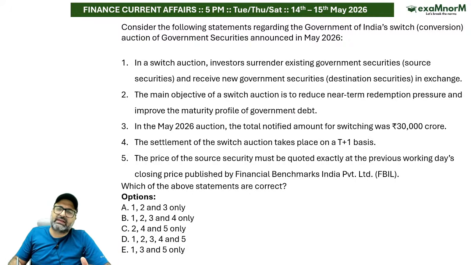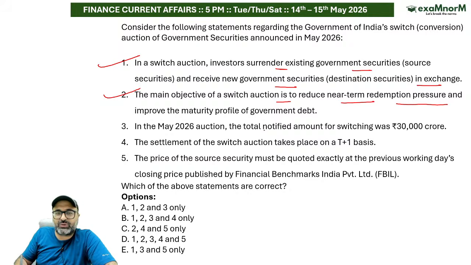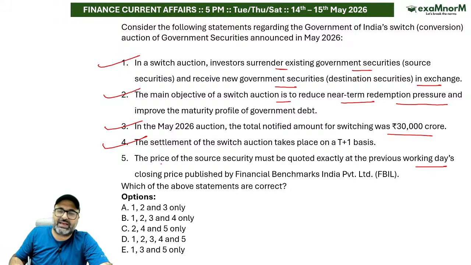Let's solve a question. Consider the following statements. In a switch auction, investors surrender existing government securities and receive new government securities in exchange. That is correct. The main objective of a switch auction is to reduce near-term redemption pressure and improve the maturity profile. True. In May 2026, the auction notified 30,000 crores. True. Settlement will be on a T+1 basis. True. The price of the source security must be quoted exactly at the previous working day's closing price published by whom? Sir, published by FBIL. That is also correct.